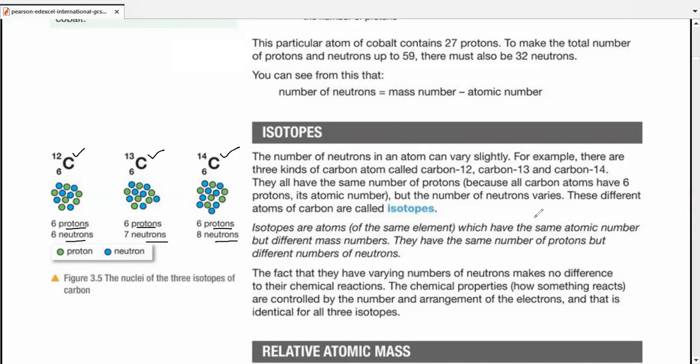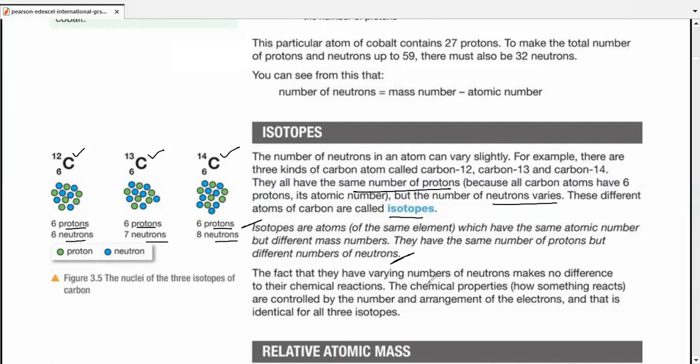As simple as it may seem, it is defined in the same way. They have the same number of protons, but they have different numbers of neutrons, and we call them isotopes. They are atoms of the same element, however, they are differentiated on the basis of different neutrons. So isotopes are atoms of the same element which have the same atomic number but different mass number. They have the same number of protons and electrons, but they have different numbers of neutrons. That's the exact definition of isotopes.